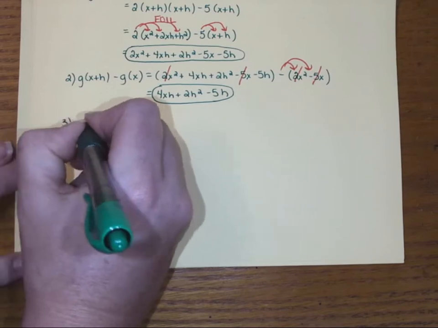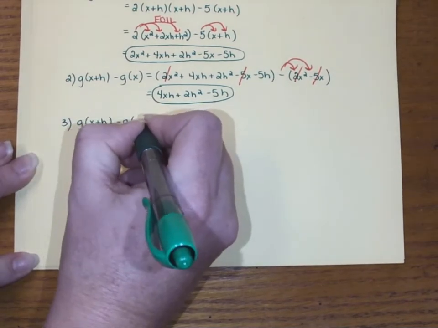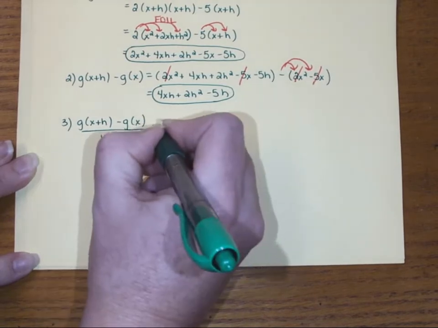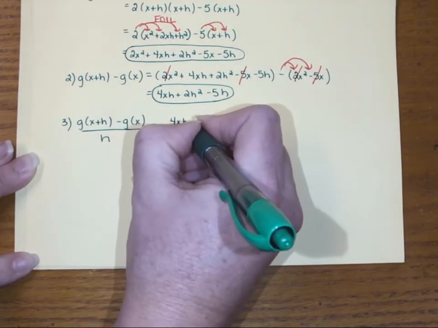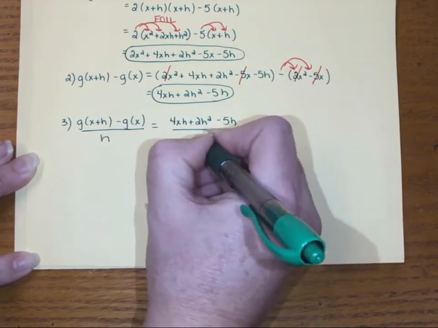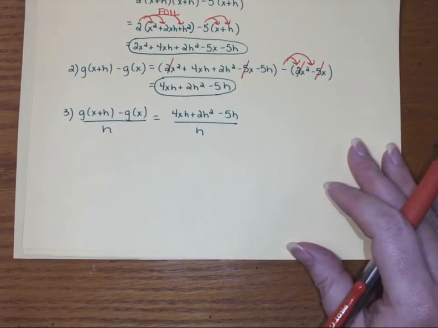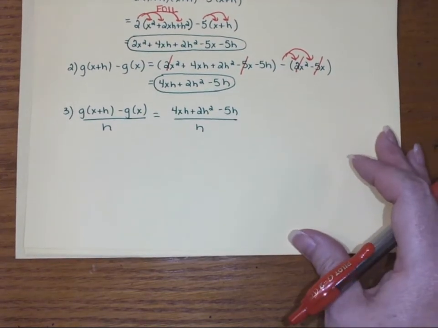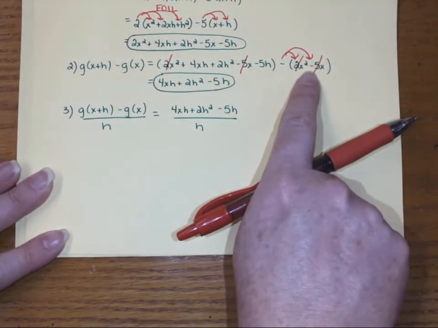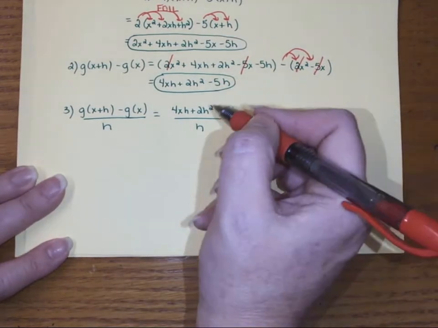Okay, so step number 3 is take step number 2 over h. So I'm going to take 4xh plus 2h squared minus 5h and put that all over h. Okay, so notice again, a common process: in step number 2, often pairs of things get canceled. In step number 3, we are almost always canceling the h's out.